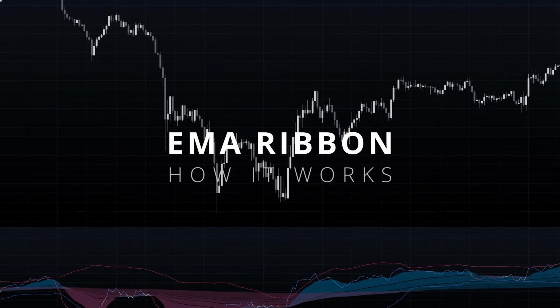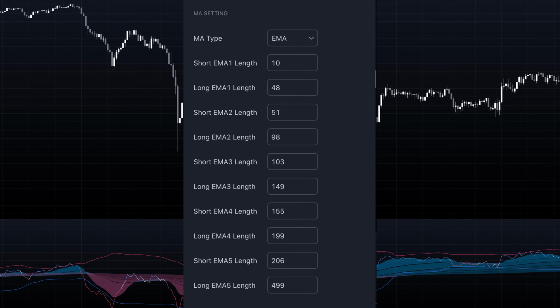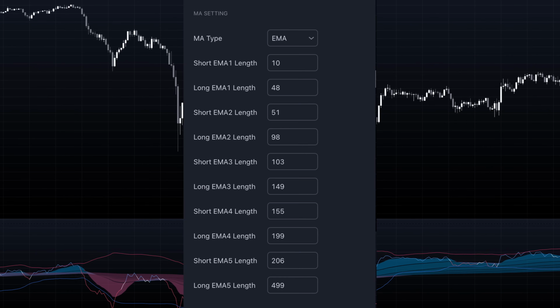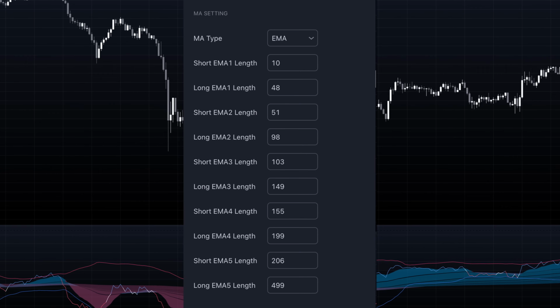The TP-RSI uses 10 EMAs to form 5 color-coded bands. Blue indicates an uptrend, while red signifies a downtrend. This setup provides a nuanced view of trend strength and potential reversals. You can adjust the ribbon period to your preference, although the default settings usually work well in most cases.